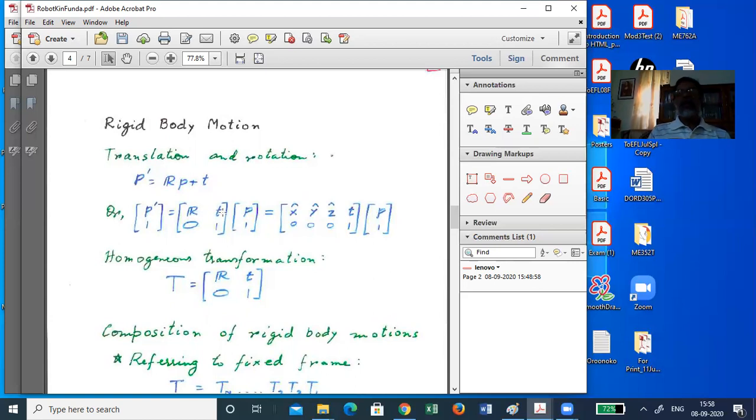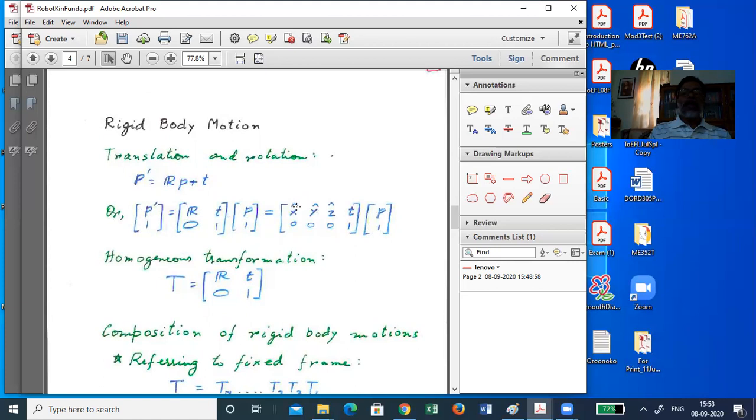Now all of these dimensions will become 3. As a result, P prime and P are 3-dimensional vectors. So this long thing is a 4-dimensional vector. X prime, y prime, z prime, 1. This is x, y, z, 1. This R matrix is a 3 by 3 matrix, which is like this.